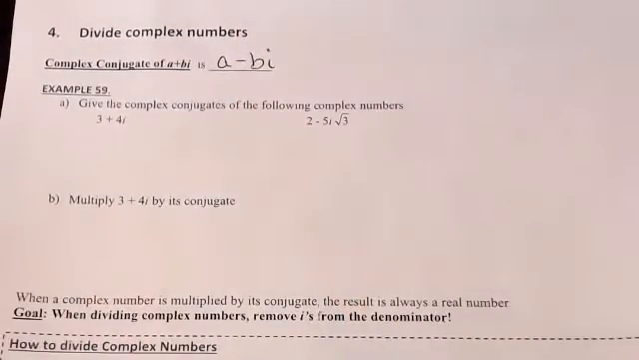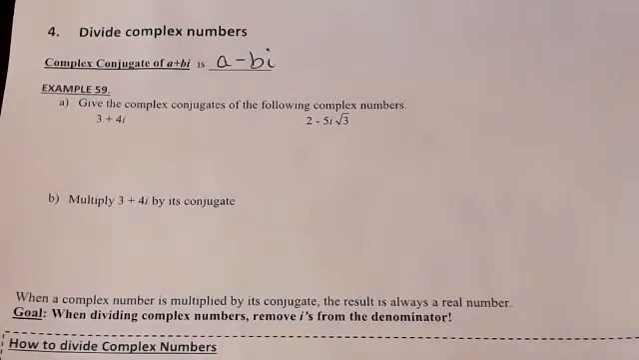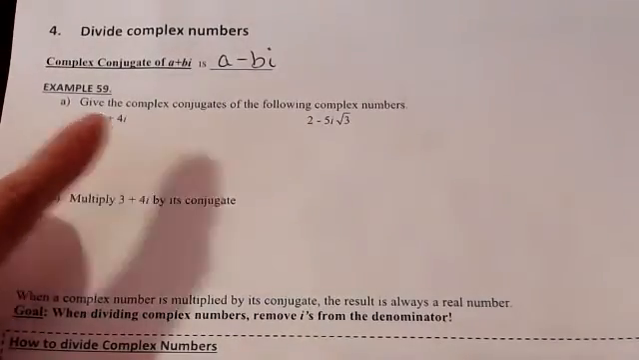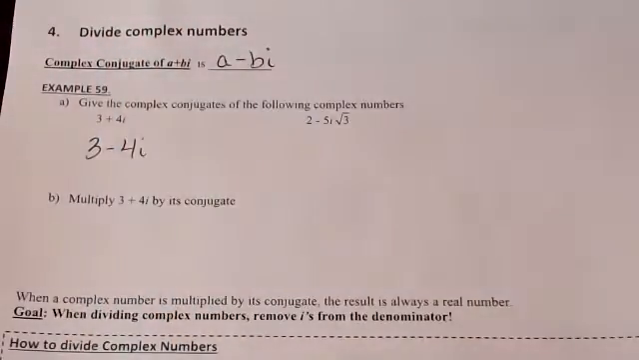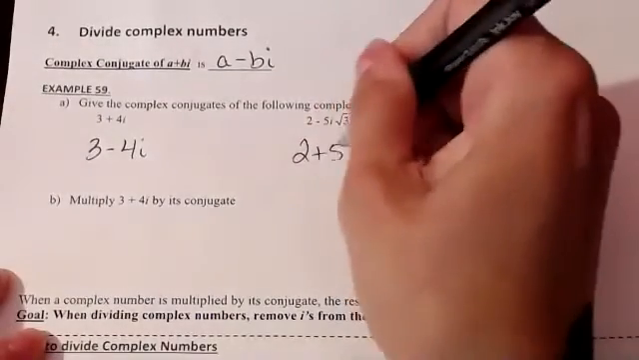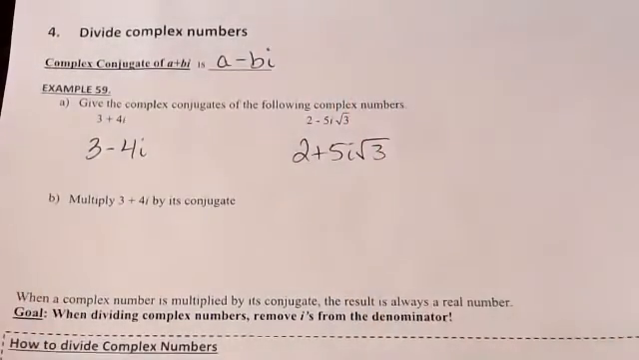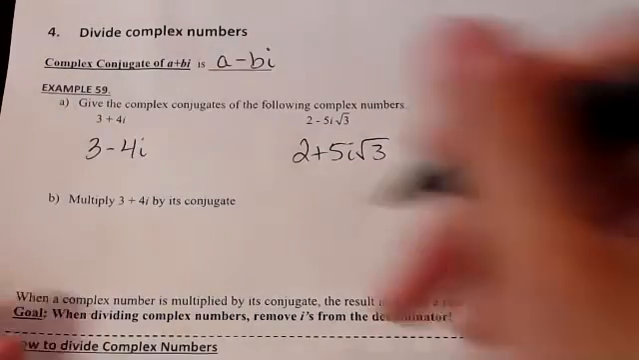So the conjugate of a plus bi is just a minus bi. The conjugate of 3 plus 4i is 3 minus 4i. The conjugate of 2 minus 5i squared to 3 is 2 plus 5i squared to 3. That's it. We just wanted to write down the conjugates. For part B, now I want you to multiply 3 plus 4i by its conjugate.